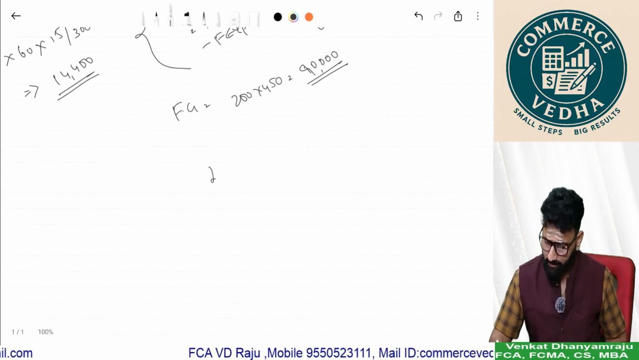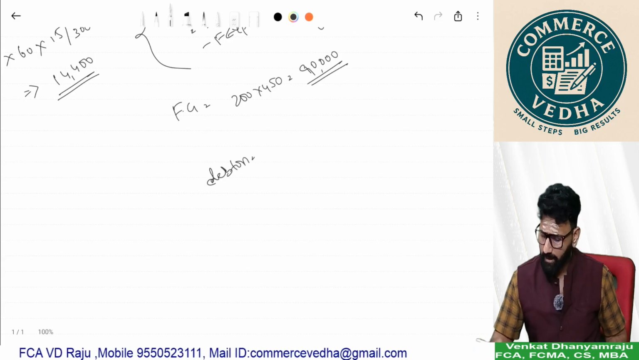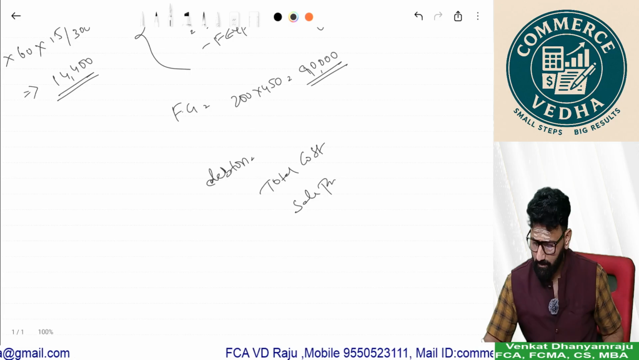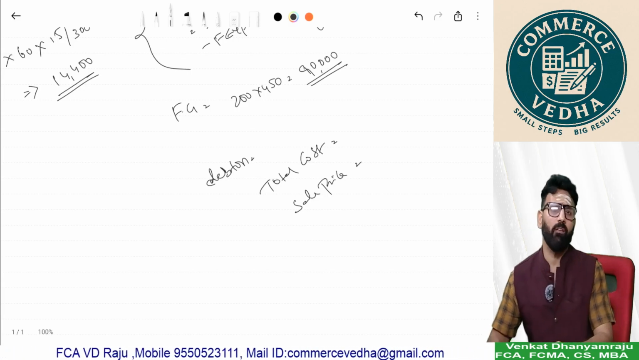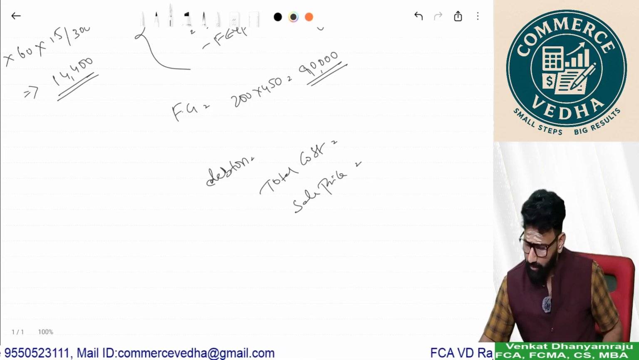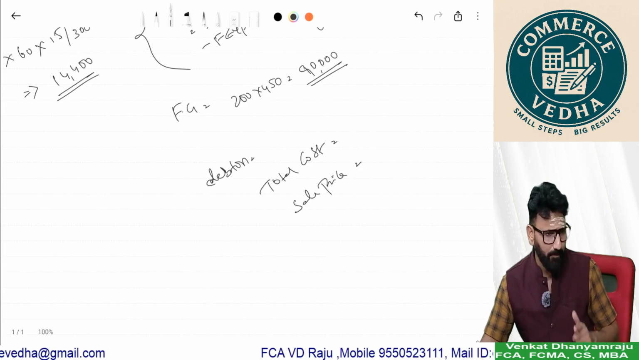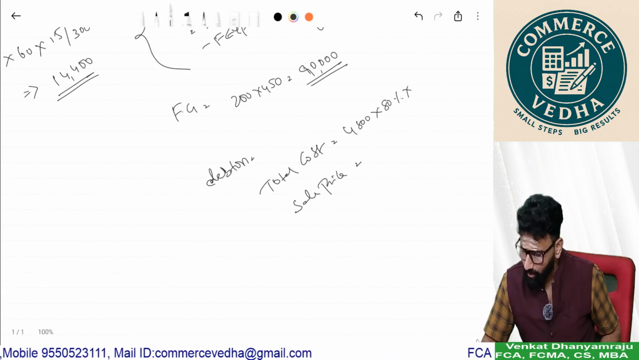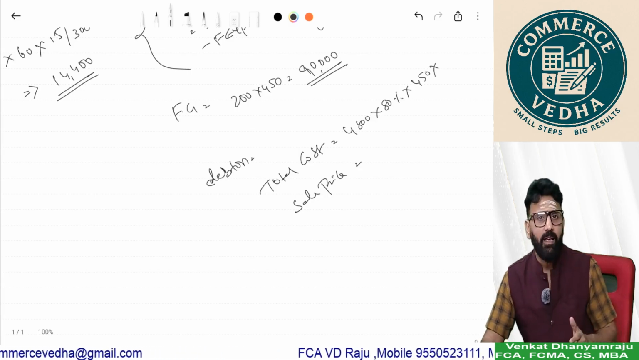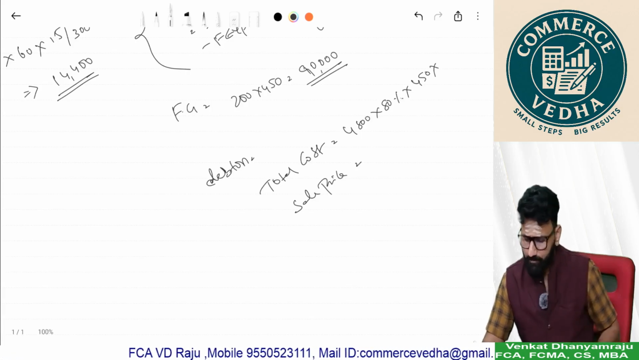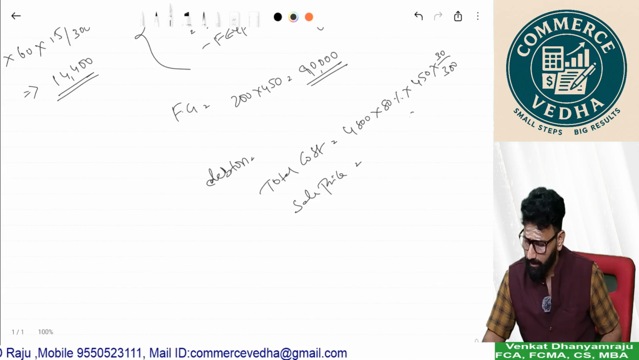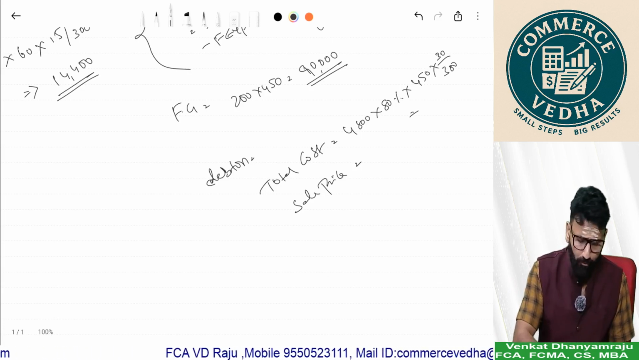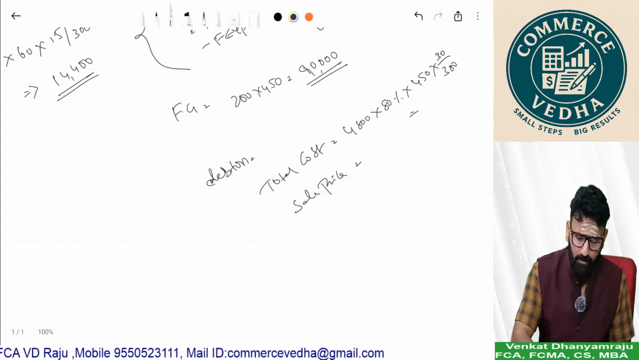And then sales, debtors. Debtors, there are two methods. We can go at total cost method. We can go at sale price method. I am doing both. Anything you can give an assumption and do it in the examination. So debtors, it says 80% is credit sales. So 4,800 into 80% into total cost 450 into how many days? 30 days, right? 30 by 300.